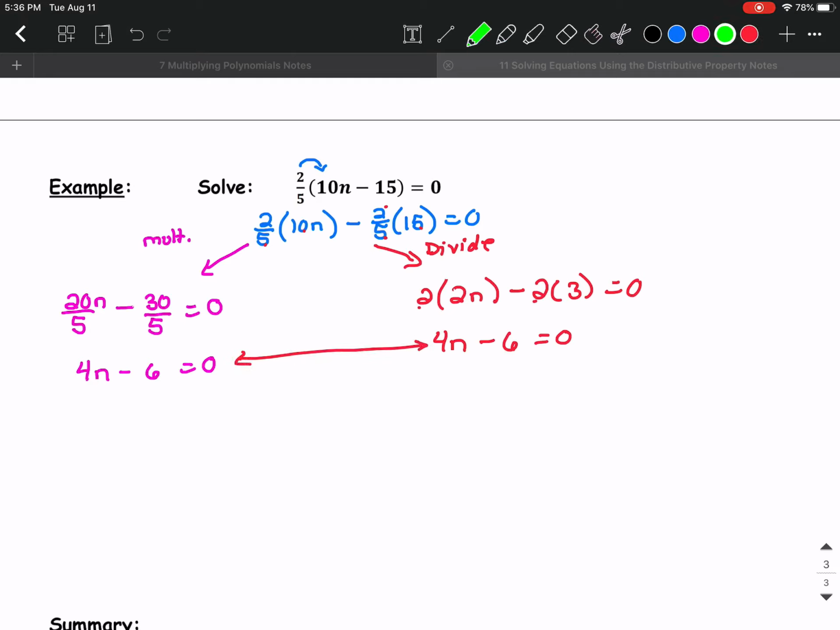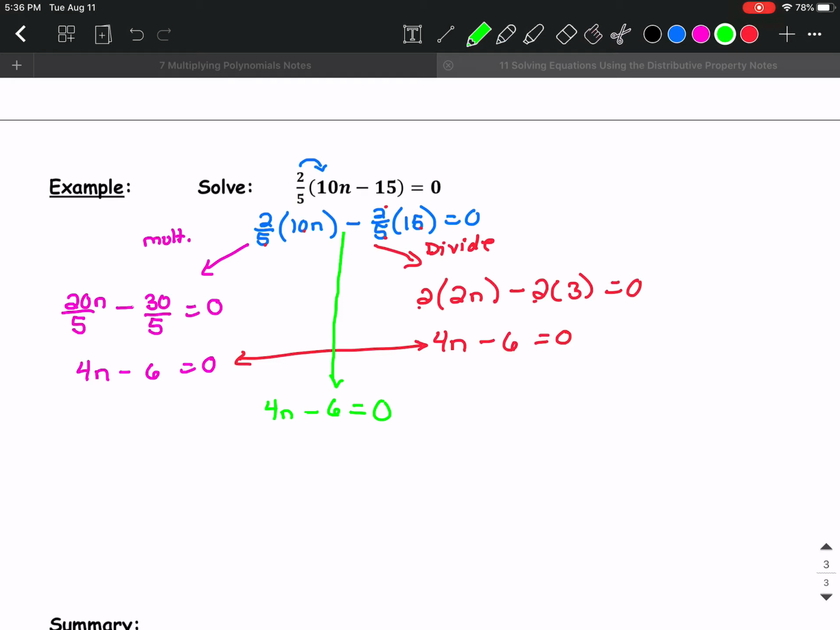And then you have that third person who was smart and picked up their calculator way back at the beginning and said 2/5 times 10, oh yeah, that's 4 times n, minus 2/5 times 15, that's negative 6, and there they go. So there are 3 different ways you can do this. Again, I don't care which one you do. Whichever is easiest for you, it's up to you. Either way, we all get to the same place.